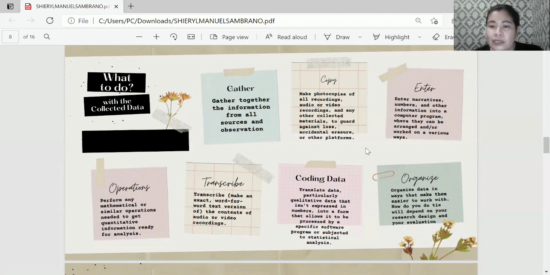And the last one is the organize. Organize data in ways that make them easier to work with. How you do this will depend on your research design and your evaluation.